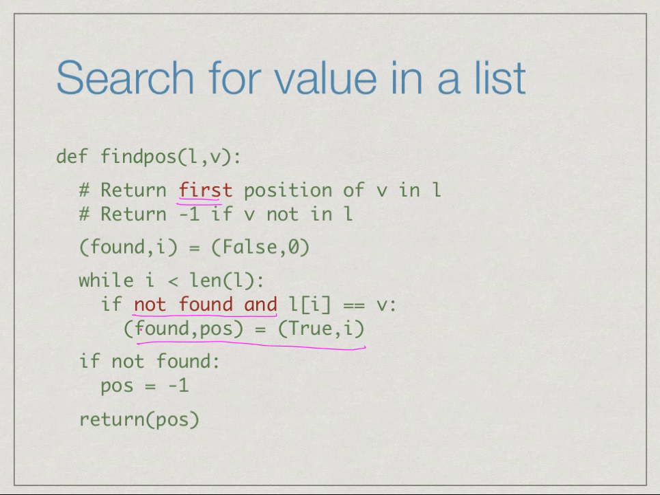After that, the value found prevents us from doing this update again. So at least we are correctly finding the first value of the position. And finally, as before, if we never find it, then the value found is never set to true, and so we report -1. So now the issue is, why do we have to wastefully go through the entire list, even though after we find the very first position of v in L, we can safely return and report that position.